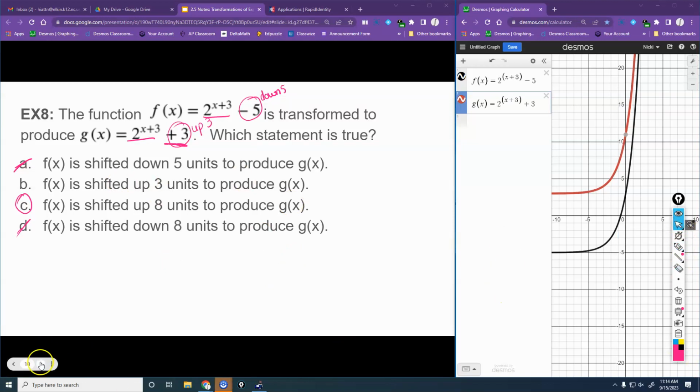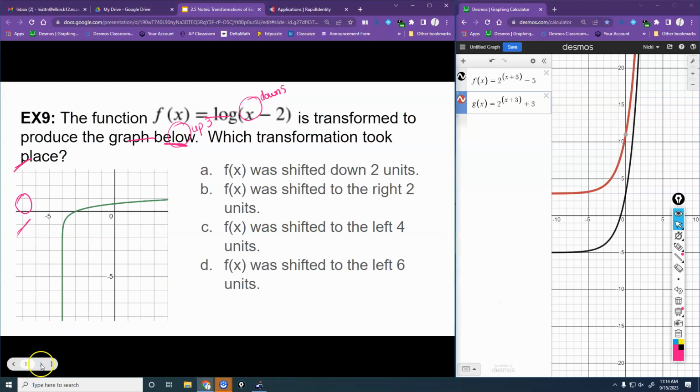All right, this is our last one. Okay. All right. This equation is transformed to produce this graph. What happened to it?